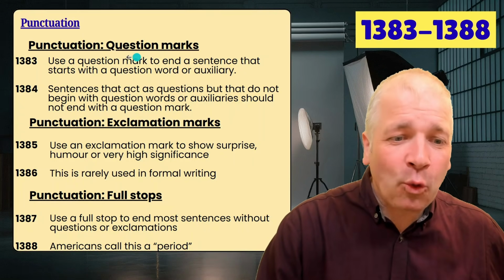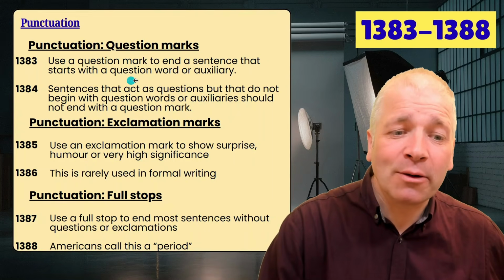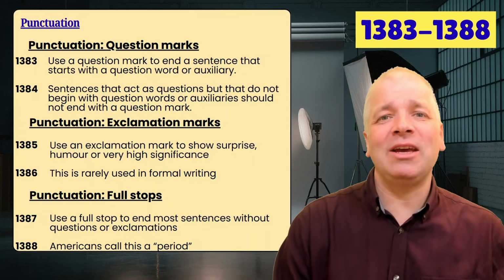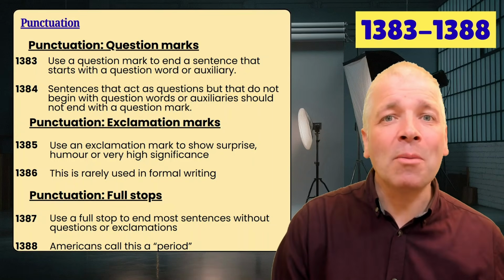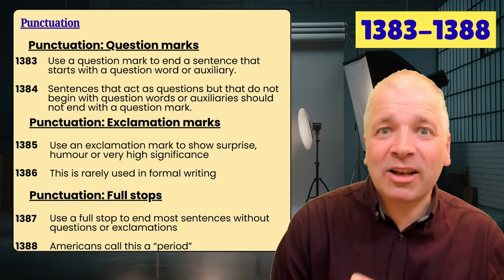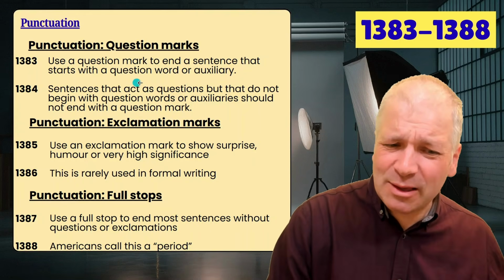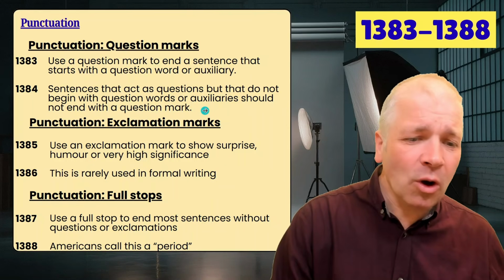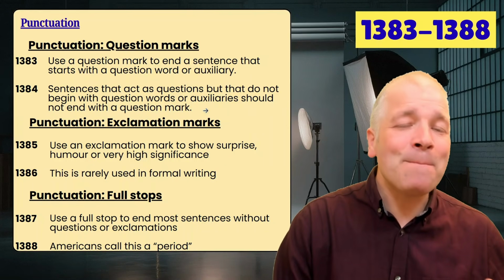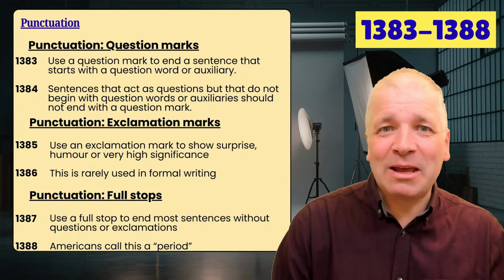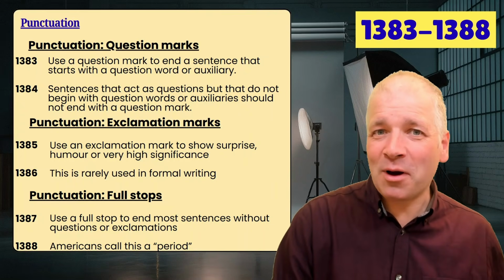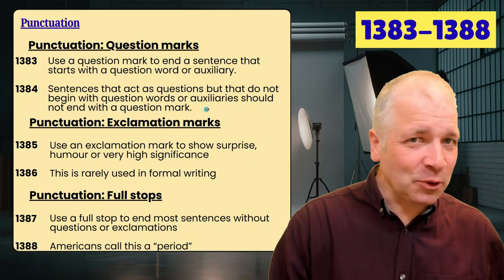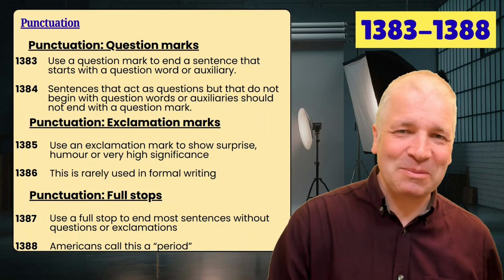At a simple level, a question mark ends a sentence that starts with a question word or auxiliary. So if you start with an auxiliary like do, did, the verb to be, have, or a modal verb, then it's automatically going to be a question. Sentences that act as questions but do not begin with question or auxiliary words should not end with a question mark. So sometimes we have embedded questions. We've looked at that in the very first part of this video, right back at the beginning where we looked at questions. So embedded questions don't put the question mark at the end, but they are still questions.